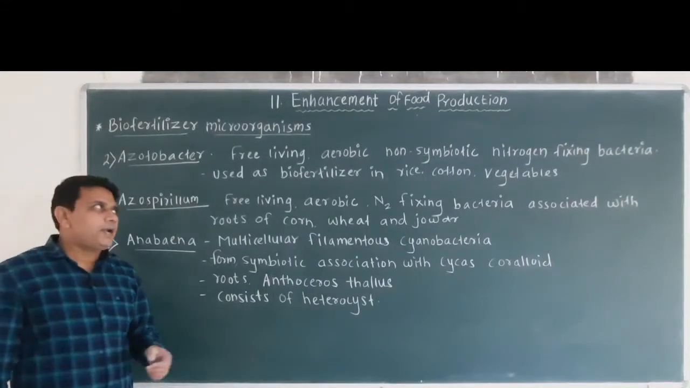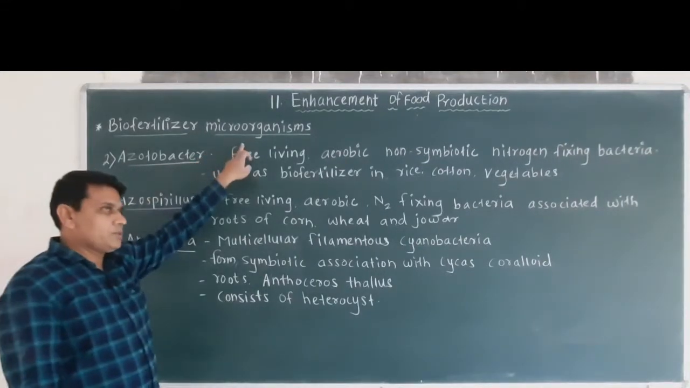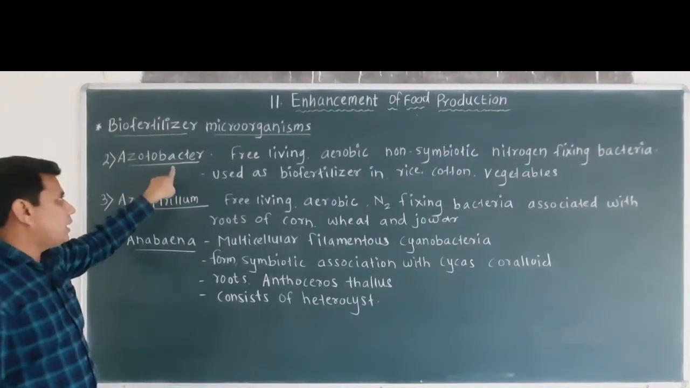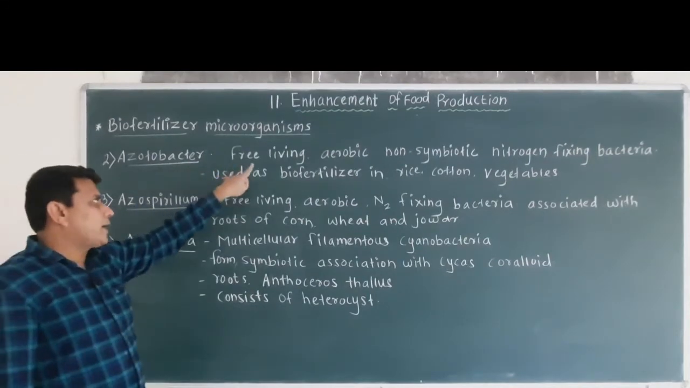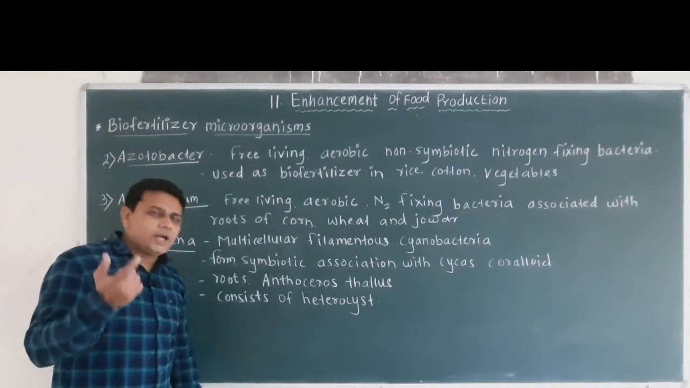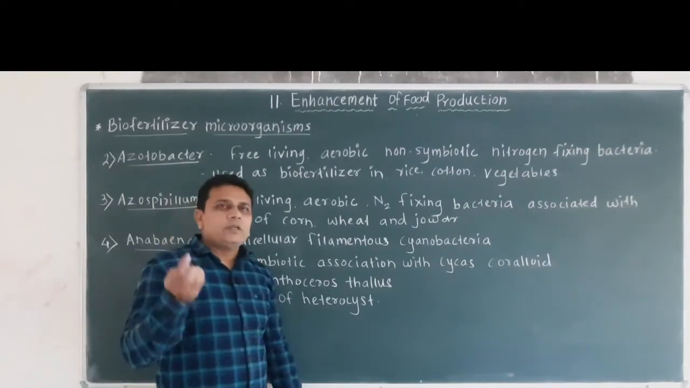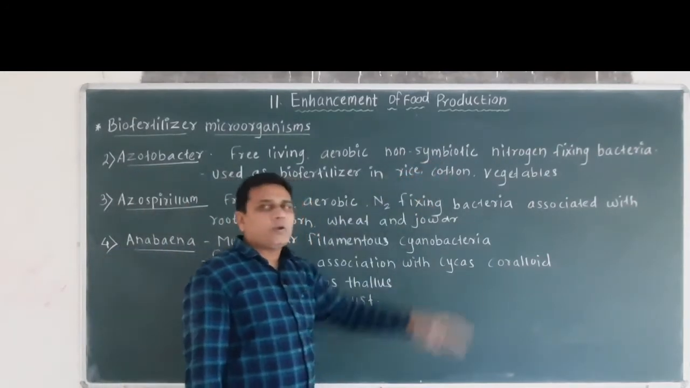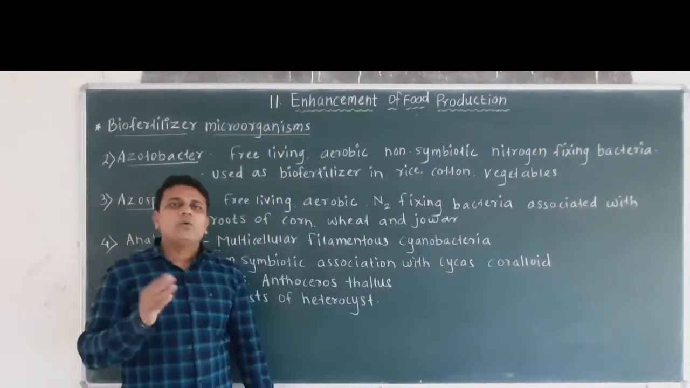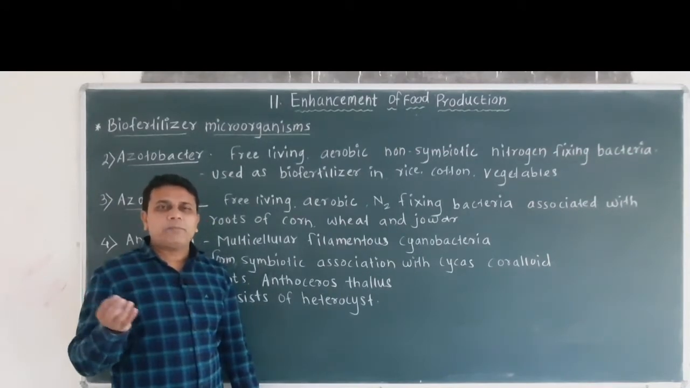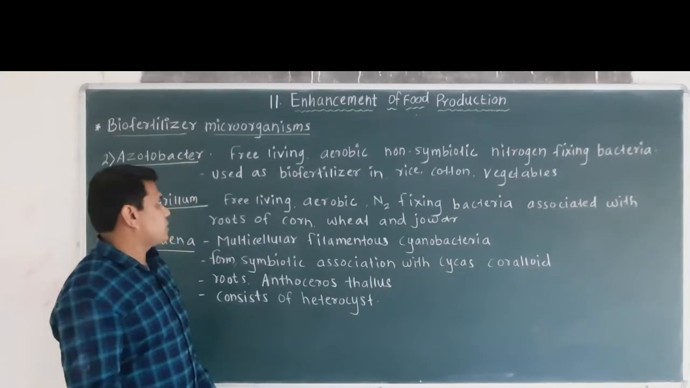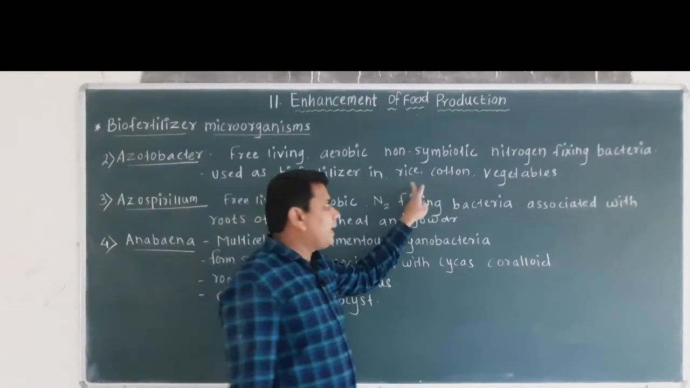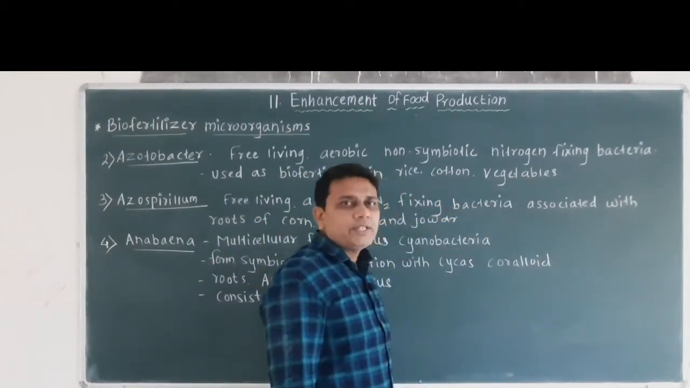Now we will see the second type of microorganisms used as biofertilizers, and these are called azotobacter. Now azotobacter are free living, then they are aerobic, that means they require oxygen for respiration, and are non-symbiotic nitrogen fixing bacteria, that means they do not form any symbiotic association with other organisms, and they are used as biofertilizers in plants like rice, cotton and vegetables.